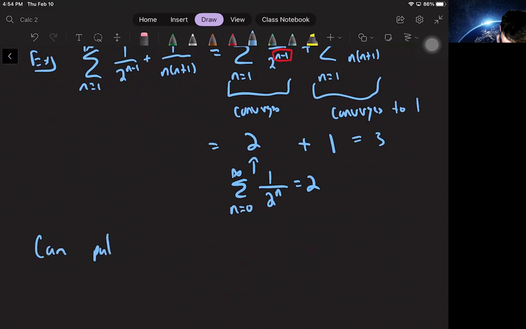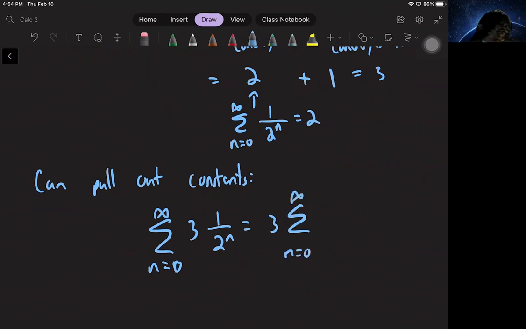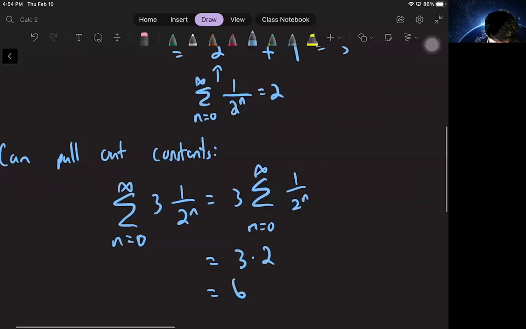Another rule is that you can pull out constants. Also comes from limits. So we're not really going to prove these rules. But we're going to sort of take them for granted. So for example, if I had this, then because the 3 is not changing with respect to the index, there's no n on the 3, I can really just take it out and I can just deal with the series now that I know how to do, which again, that's just 2. So then I get 6.